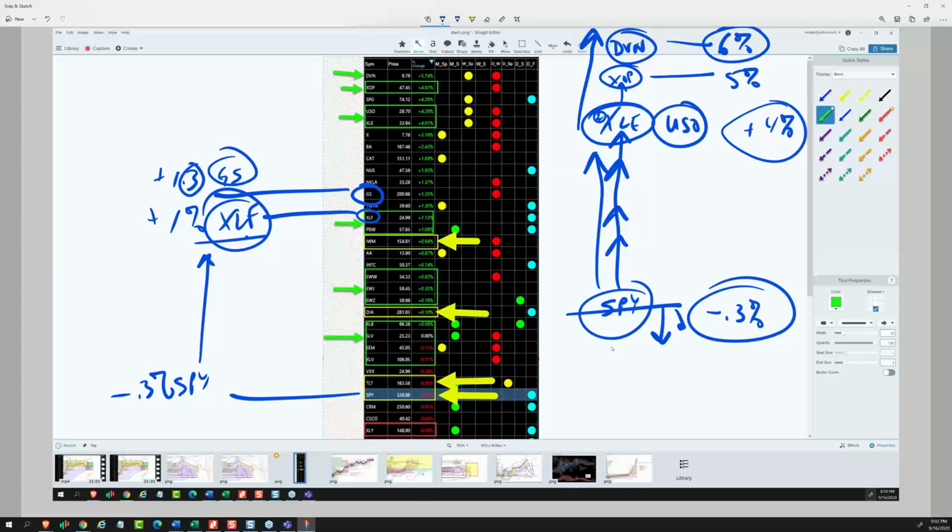I'm also noticing that you have U.S. Steel, Nucor, Caterpillar, Alcoa, all better than XLB. So XLB was better. XLB at 0.08 was better than the S&P fractionally, but now all of these little gizmos, all of those companies have relative strength compared to their sector.